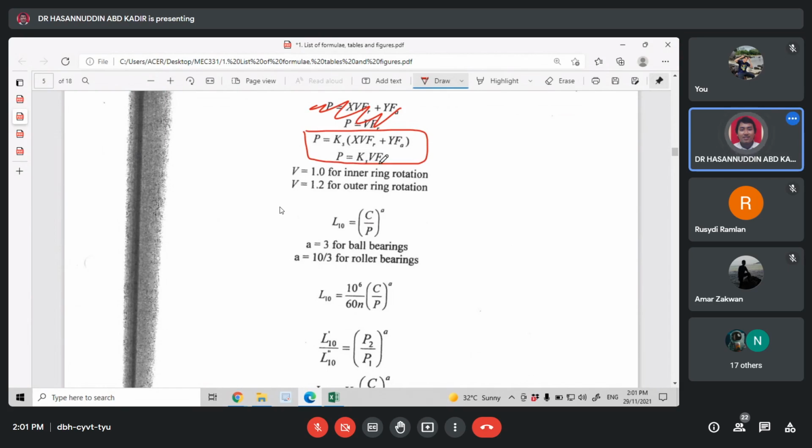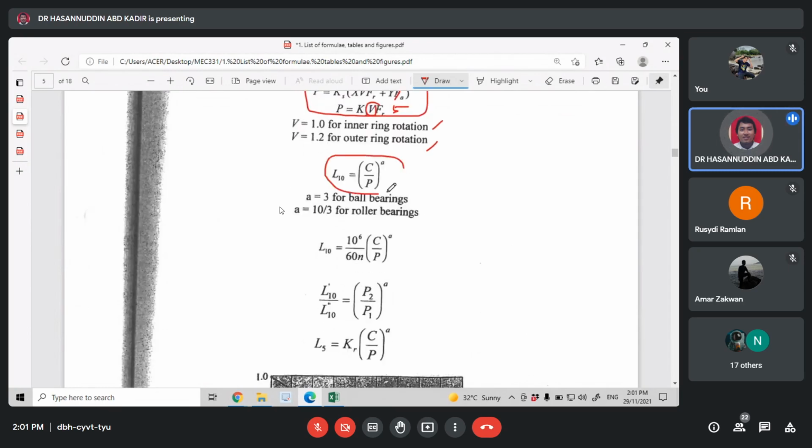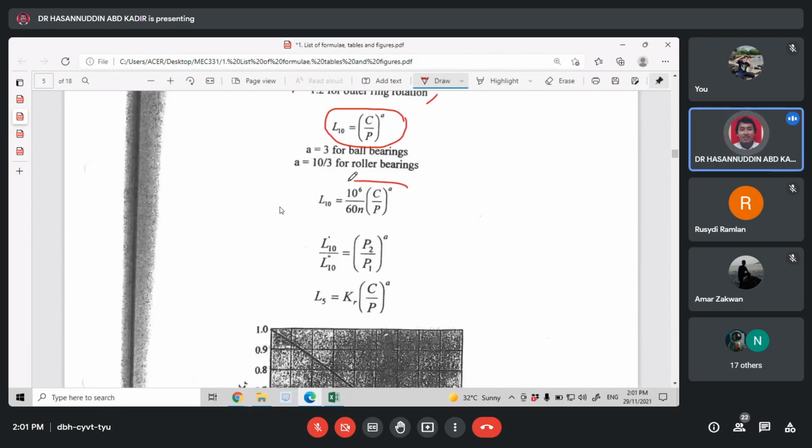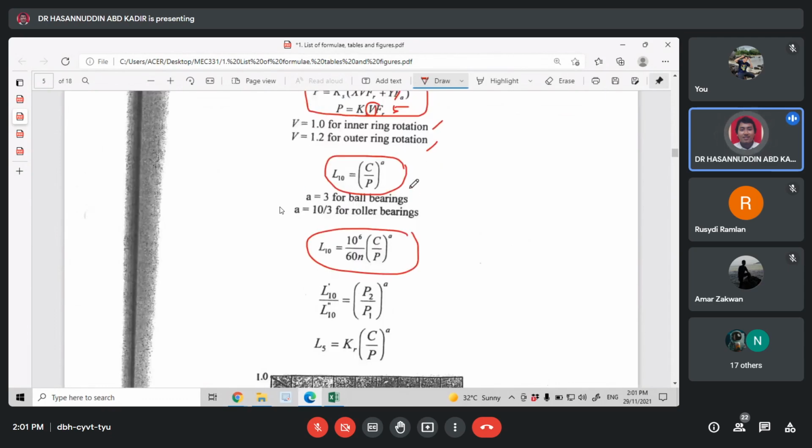Let's say they have given the value of f, so you can apply the value here. The value of v here is based on the question given to you. Either they ask about inner ring rotation, or the 1.2 is outer ring rotation. This is about the L10, so you have to learn about the revolutions or maybe the hours. You must know that A is either a ball bearing or a roller bearing. Normally on bearings we have 2 types, either the ball or the roller.